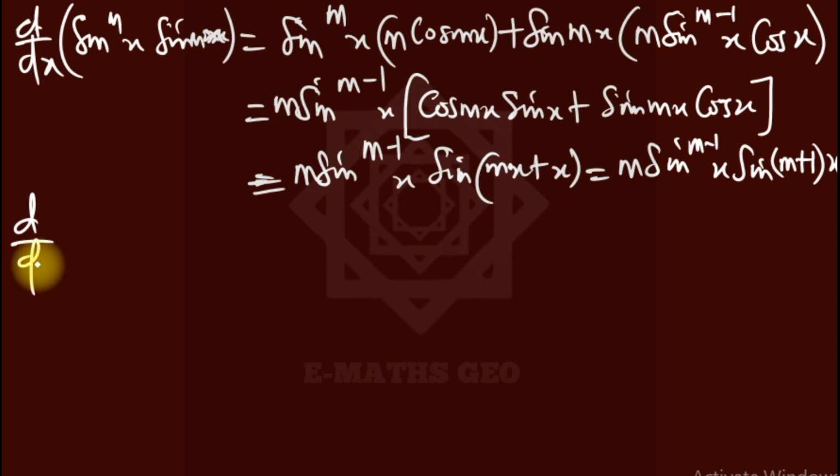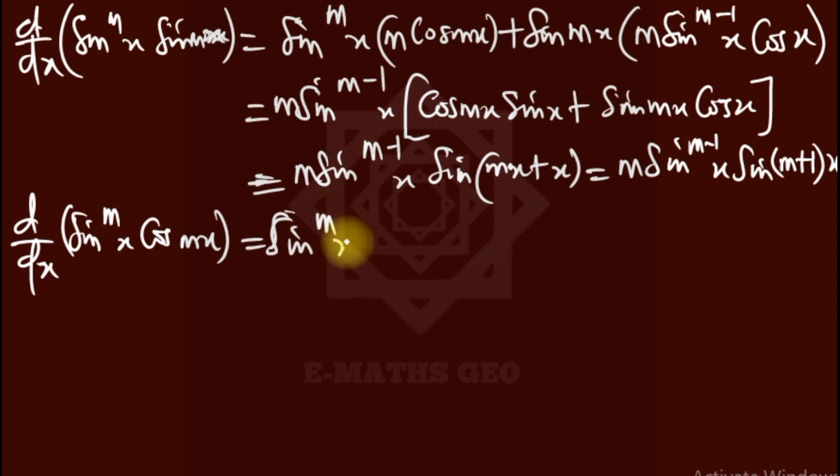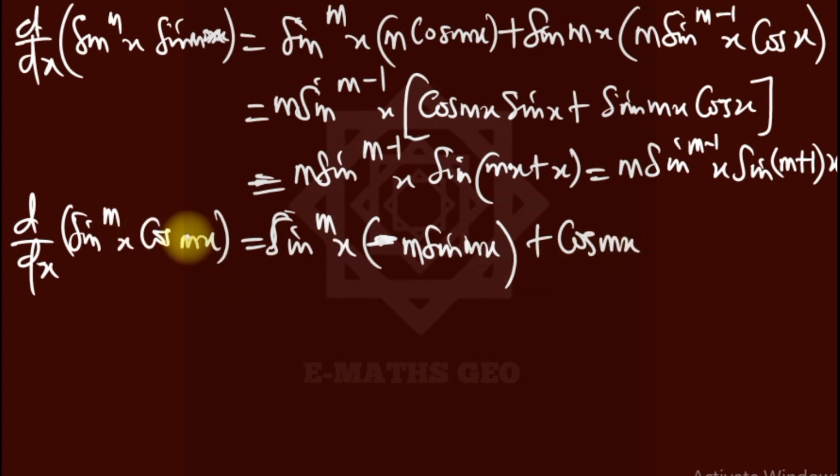So the second one, if you have the derivative of sine x raised to power m times cos mx, applying the same product rule, we have sine x raised to power m times the derivative of cos mx, which is minus m sine mx, plus cos mx times the derivative of this, which is m sine x raised to power m minus 1 times cos x.